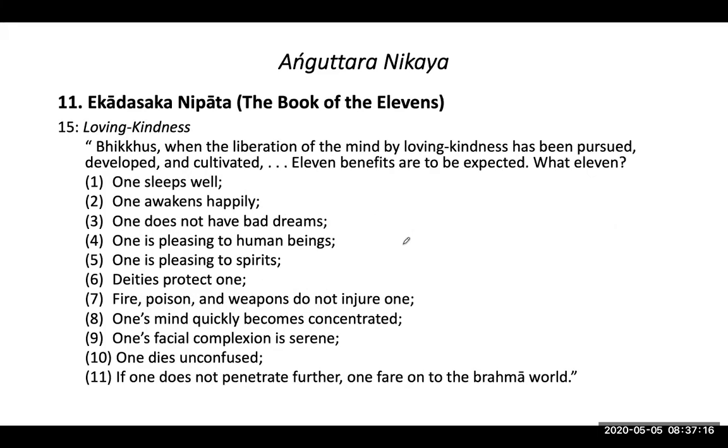The last book, the book of the 11th, and then loving kindness comes back. Bhikkhus, when the liberation of the mind by loving kindness has been pursued, developed, and cultivated, 11 benefits are to be expected. What 11? We just read the Loving Kindness Sutta. At that time, 8 benefits were introduced, but this time it has increased. The benefits increase from 8 to 11.